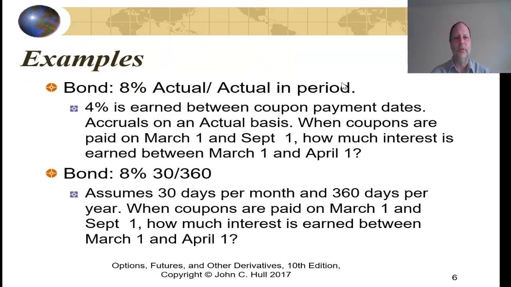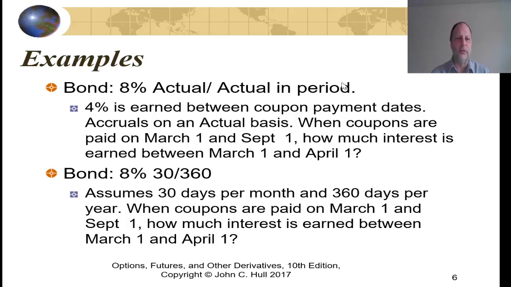For example, consider a bond with an 8% interest rate, actual over actual, and it pays 4% between coupon payments, meaning it pays twice a year. When coupons are paid on March 1st and September 1st, you could ask the question, how much interest is earned between March 1st and April 1st? This kind of question is addressed in another accompanying YouTube video. This is one of the more complex chapters out of the Hull text, so there are lots of other YouTube videos that address in more detail many of the slides, including this one.